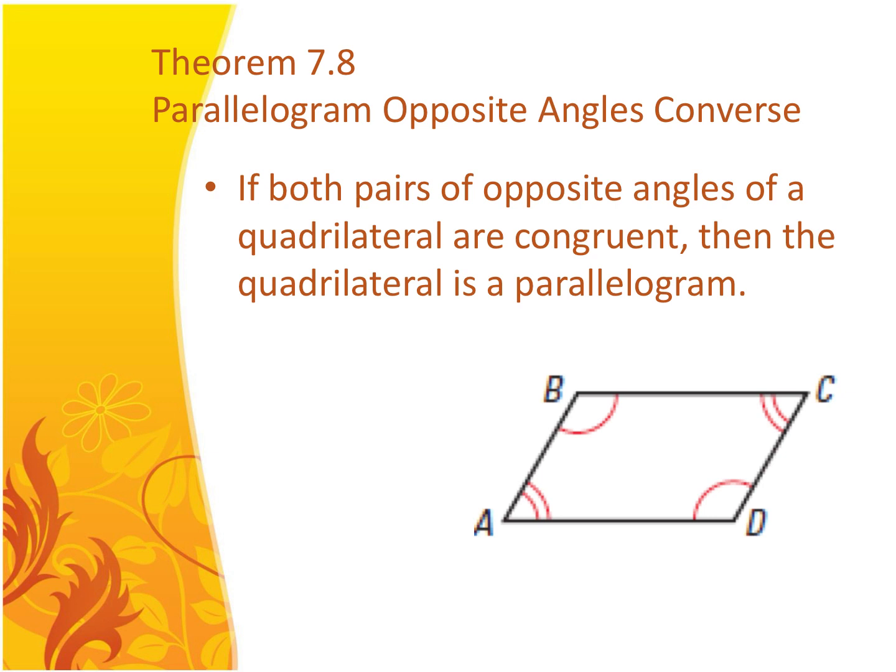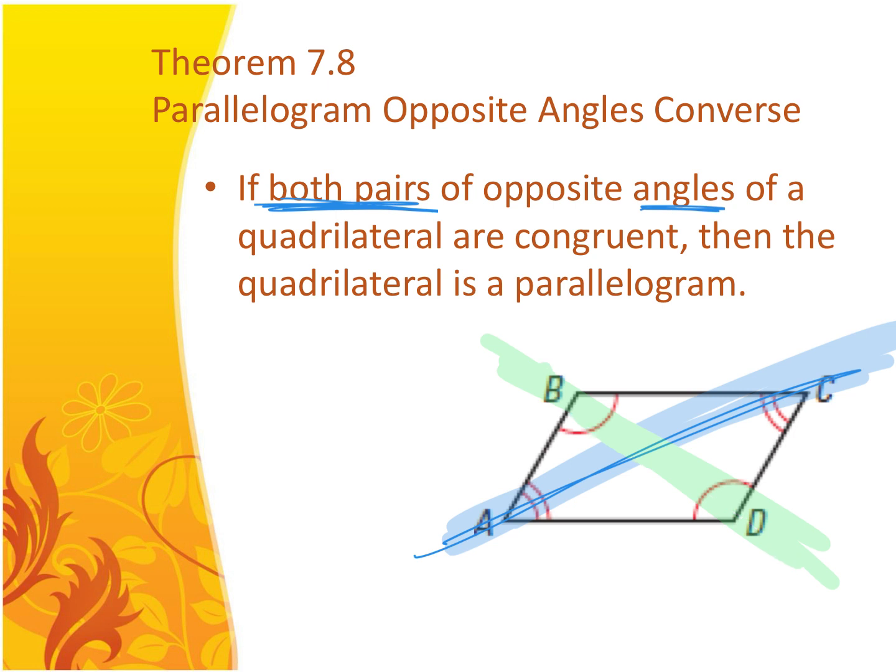Parallelogram, opposite angles, converse. Last one we did was opposite sides. We had our opposite sides, now we're dealing with our opposite angles. Again, if both pairs, has to be both. If both pairs of opposite angles of a quadrilateral are congruent, then the quadrilateral is a parallelogram. So look here, I have angle A and angle C. Let me get a highlighter. If angle A is congruent, and if angle B is congruent, then I can say that this is a parallelogram.